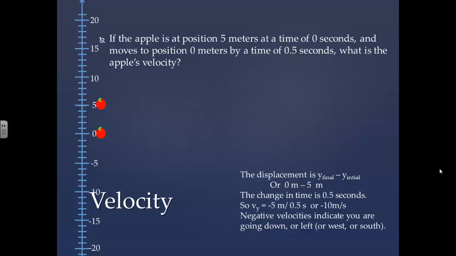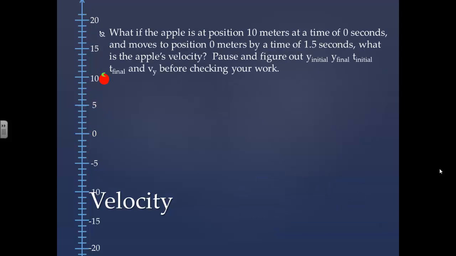Negative velocities indicate that you are going down, or left, or west, or south. What if the apple is at the position 10 meters at a time of 0 seconds, and moves to position 0 meters by a time of 1.5 seconds? What is the apple's velocity? Pause the video and figure out the initial position, the final position, the initial and final times, and velocity in the vertical direction before checking your work by continuing.